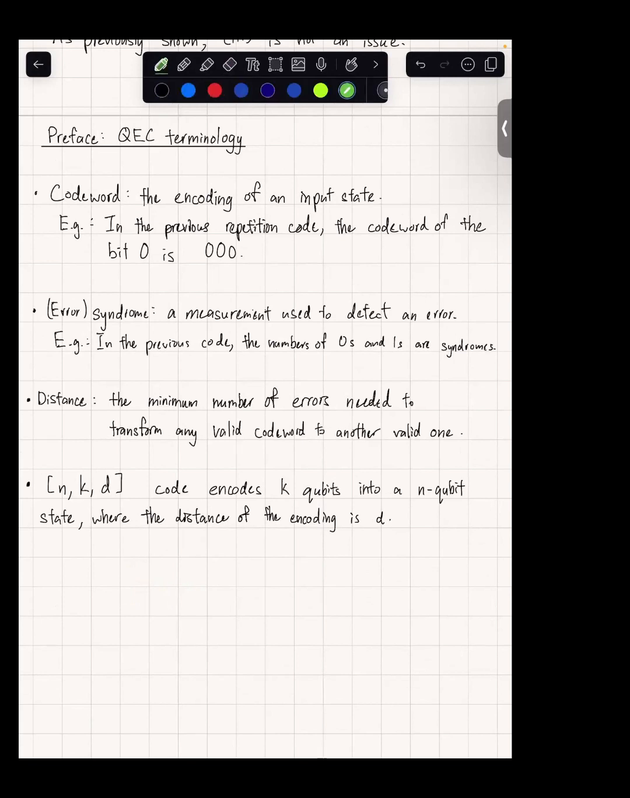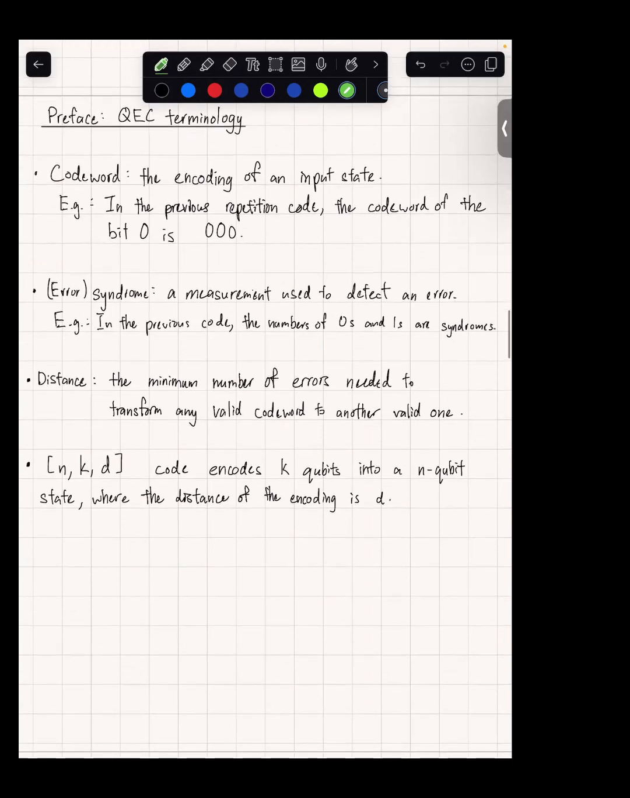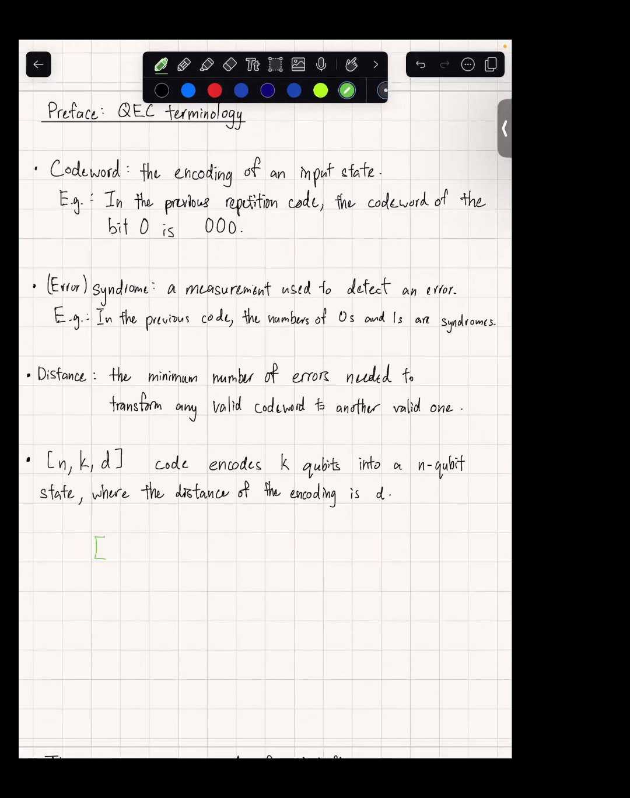Lastly, we have the idea of an [n, k, d] code. What this means is that this code encodes k qubits into an n qubit code word, where the distance of the encoding is d. So in the previous example of repetition code, we would say that was a [3, 1, 3] code, because we had one input state bit and it's encoded into 3 bits, and the distance of the encoding is 3.